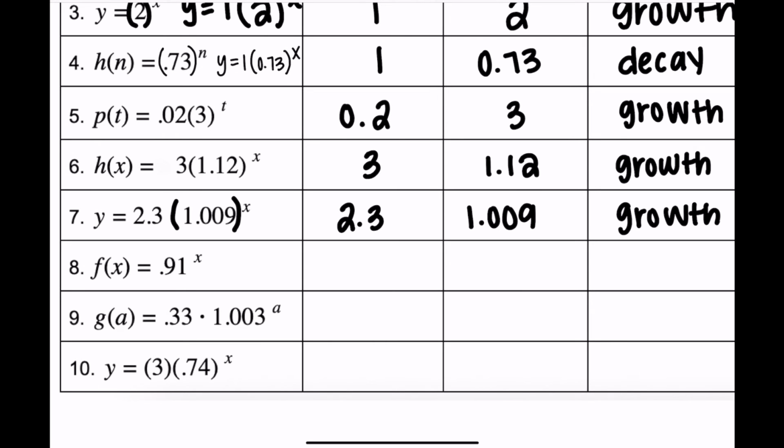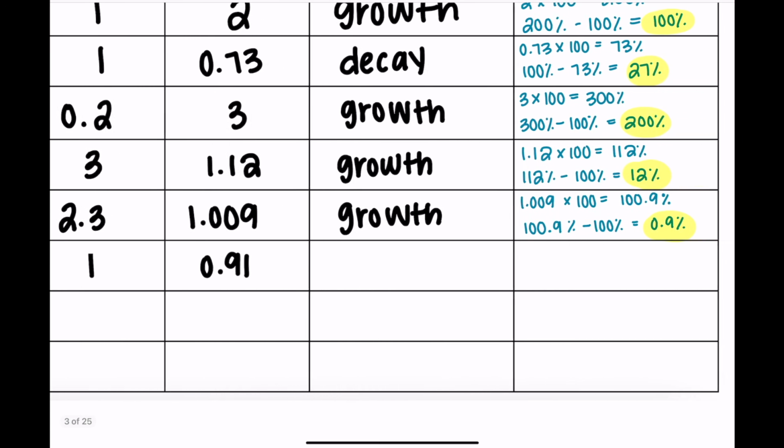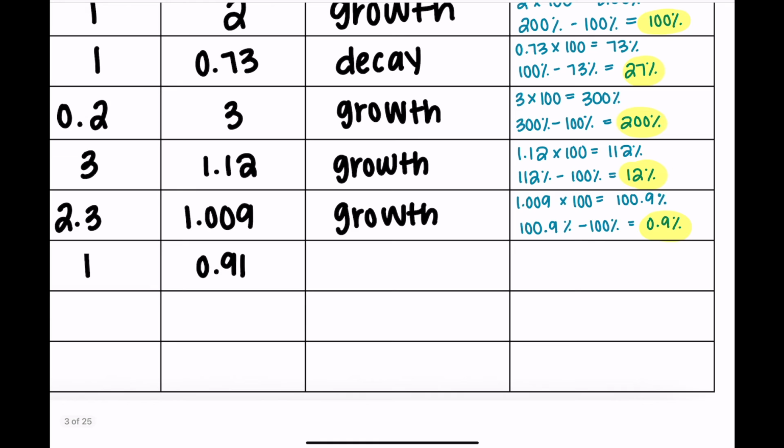Okay, number 8. We have 0.91 to the power x. So once again, we do not have the initial value written, but it is understood to be 1. So this is the same as y equals 1 times 0.91 to the power x. So our initial value is 1. The base is 0.91. And since 0.91 is between 0 and 1, that represents decay.